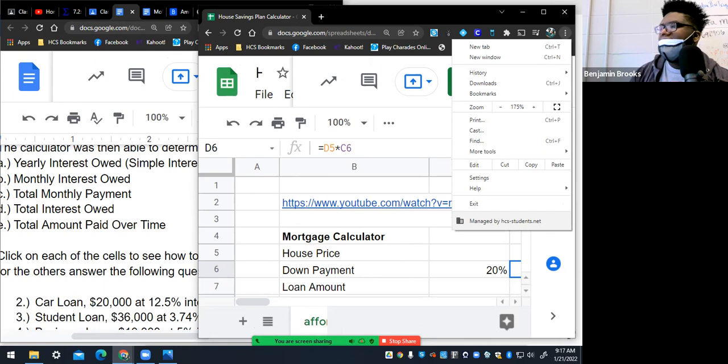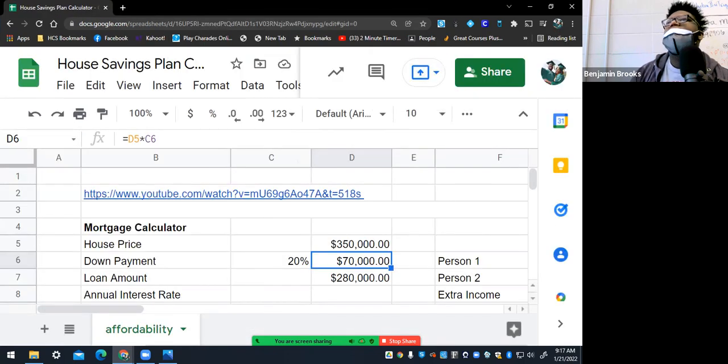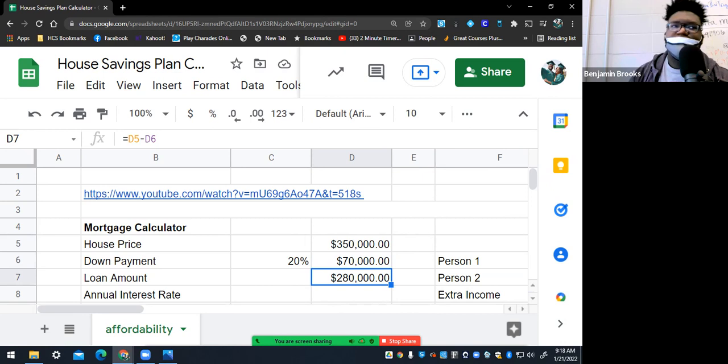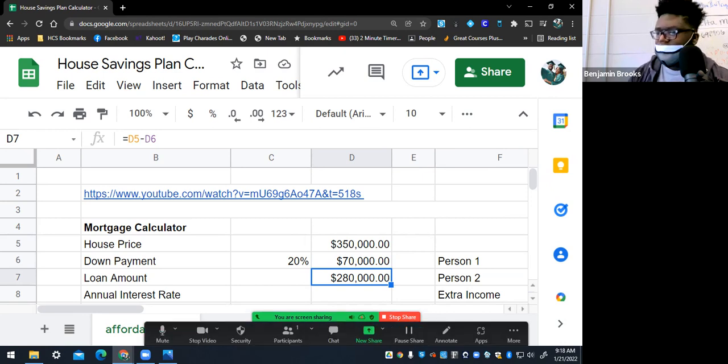Actually, I don't even need this anymore. I had D5 times C6, and use times with that asterisk. But you can see this is what it yields. For example, if I change this to 150,000, it'll automatically update that. All right, so the loan amount is $280,000. So that's our loan amount.